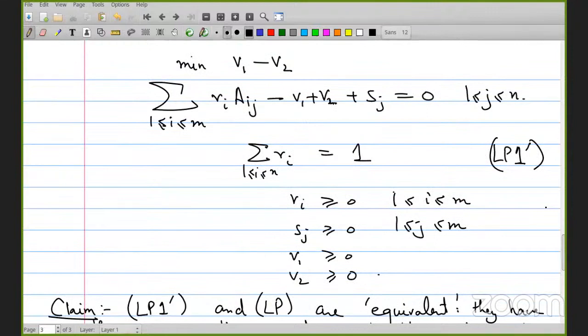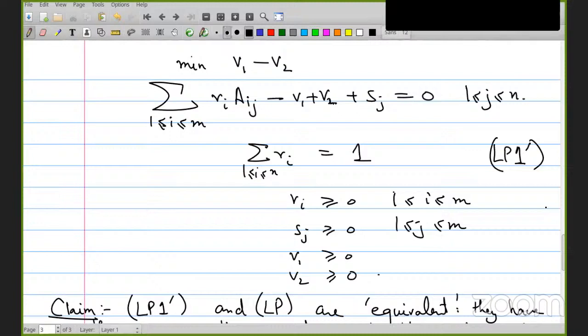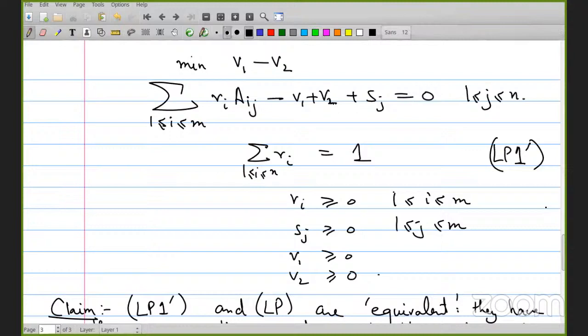But now we can take the dual, because now it's in the standard format. Okay, so what is the strategy for taking the dual? You have to have one variable for each constraint that is not one of these non-negativity constraints. So let me just write the dual down. Remember the dual has dual variables. The dual variable for this, I will call u. And the dual variable for this, I will call yj.